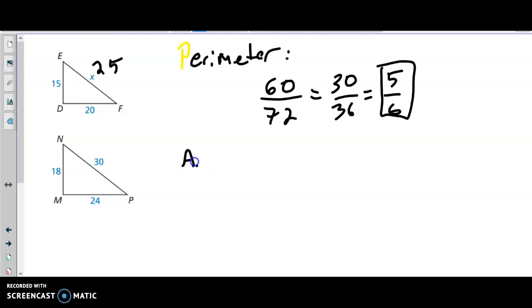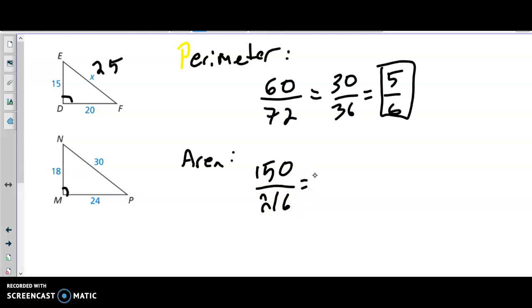But let's look at area. If I look at the area here, let's just pretend, just for funsies, that these are right triangles. If I find the area of the first one, I take 15 times 20 divided by 2. That's my area formula. And I get 150. Then for the one on NP, I take 18 times 24 divided by 2, and I get 216.